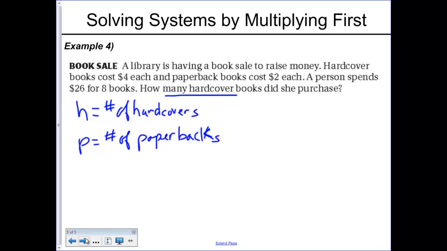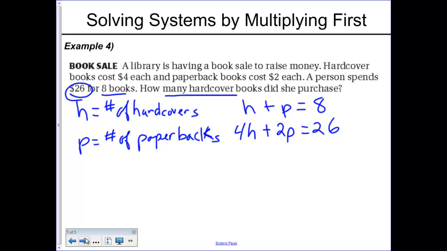They did say that we bought 8 books. Well, the number of hardcovers plus the number of paperbacks has to equal 8 books. There's our first equation. We also know that the total cost of the books was $26. Well, how do you find the cost of the hardcovers? They cost $4 each. So 4H plus $2 times the number of paperbacks equals $26.